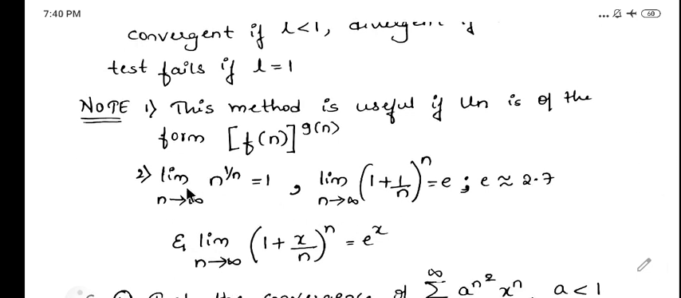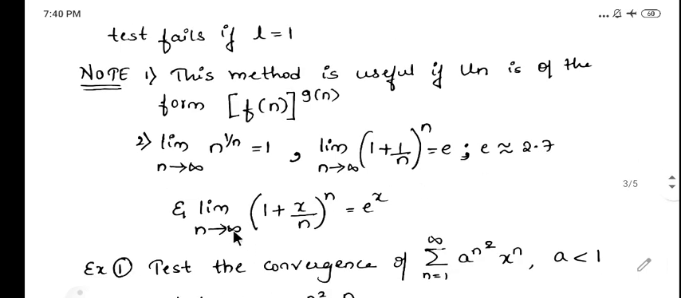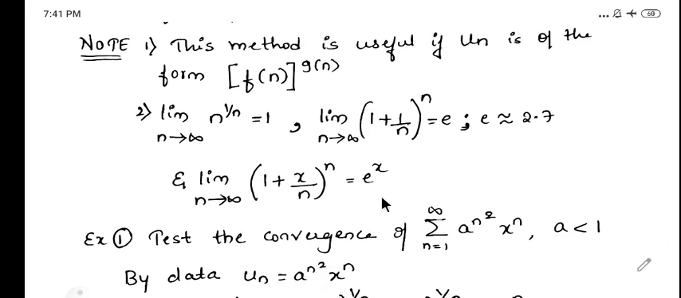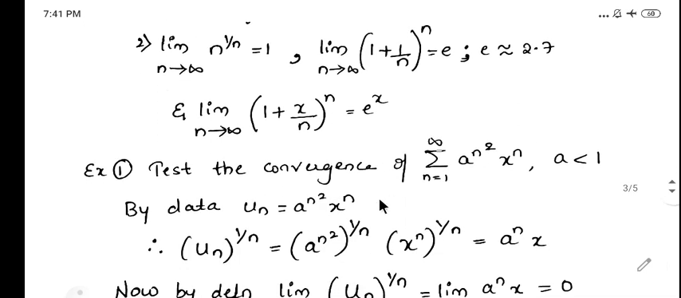The first one, limit n tends to infinity n whole to the power 1 by n, which is going to be 1. The second one, limit n tends to infinity of 1 plus 1 by n whole to the power n, which is equal to e. The value of e is approximately equal to 2.7. And the third one, limit n tends to infinity of 1 plus x by n whole to the power n, which is equal to e to the power x. Now we look into some examples on Cauchy's root test.